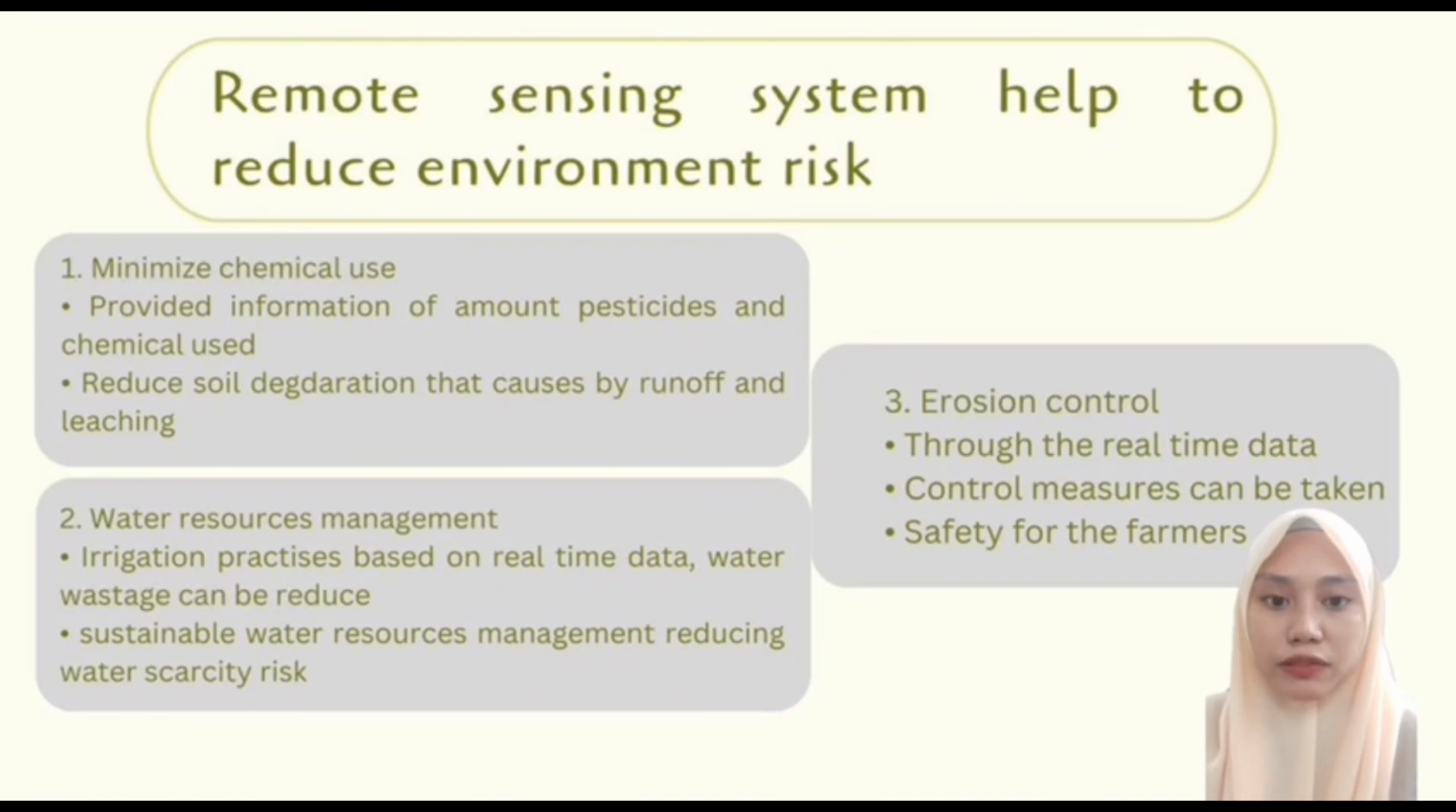Assalamualaikum, I am Nur Fazira Fitri binti Muhammad Asnan. Today I will present on how remote sensing can reduce environmental risk.